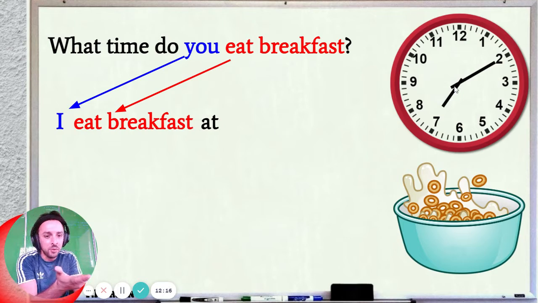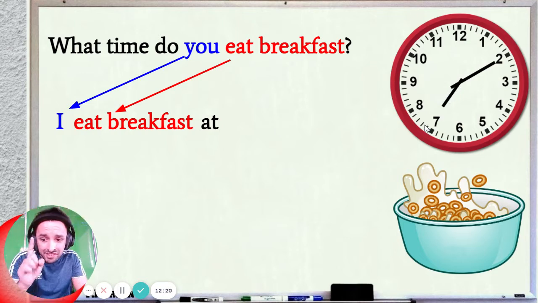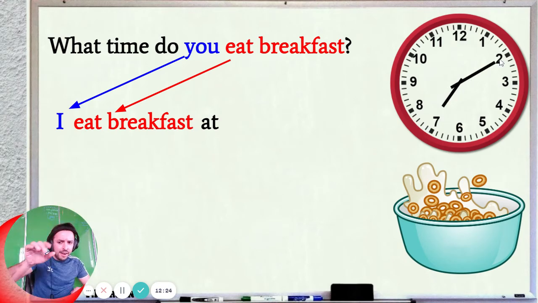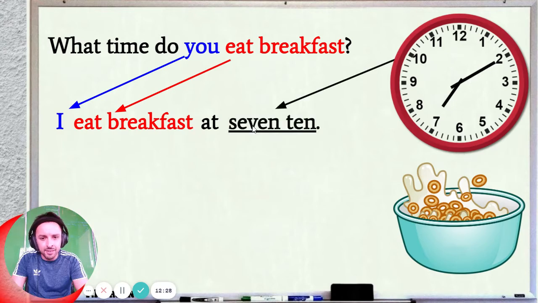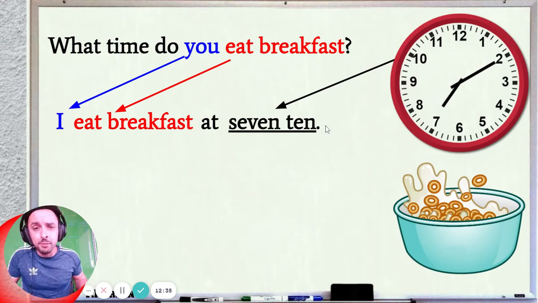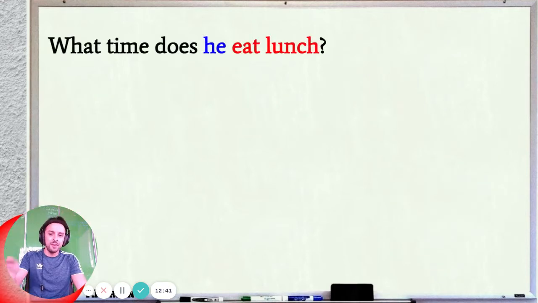What is the time? So let's look, the small hand is here. So that is 7. Then the big hand is here. That's 2 times 5. That is 10. So I eat breakfast at 7:10. Okay, what time do you eat breakfast? I eat breakfast at 7:10. Okay, let's do another one.